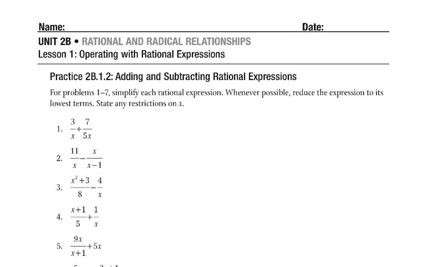Alright, Math 3 2b.1.2, adding and subtracting rational expressions. Okay, so we're adding and subtracting, and because rationals are fractions, the whole idea is we need that common denominator. Okay, the common denominator.